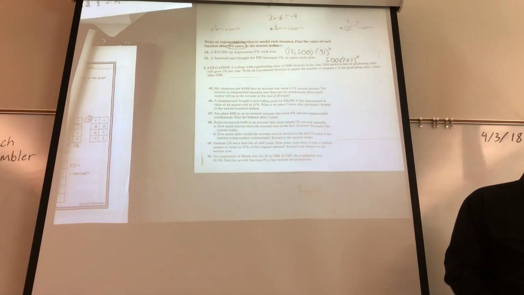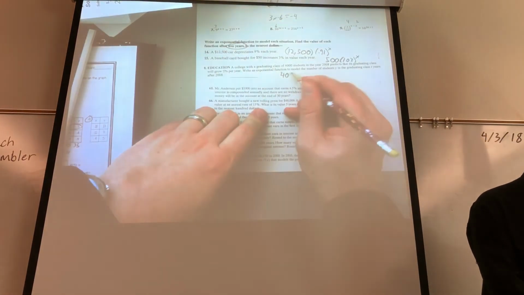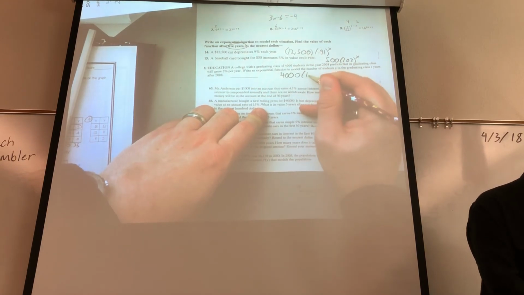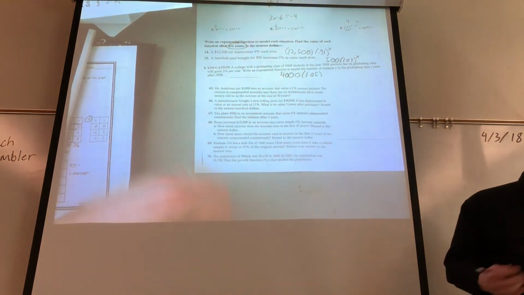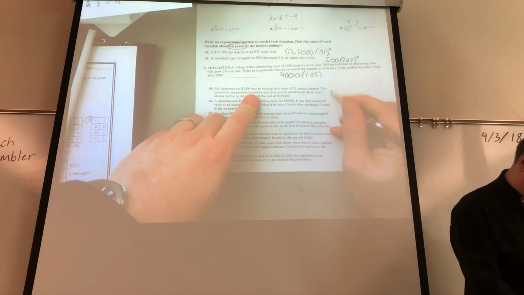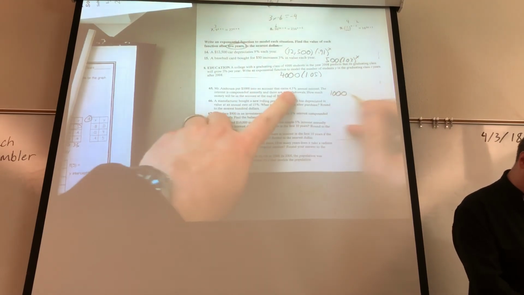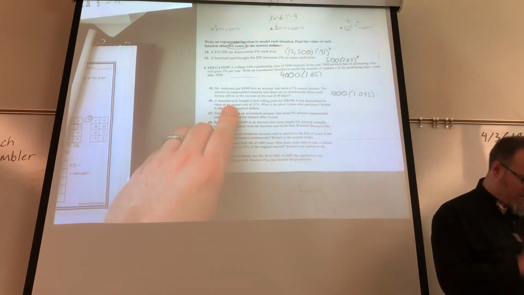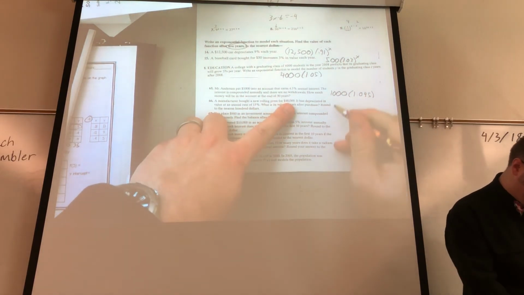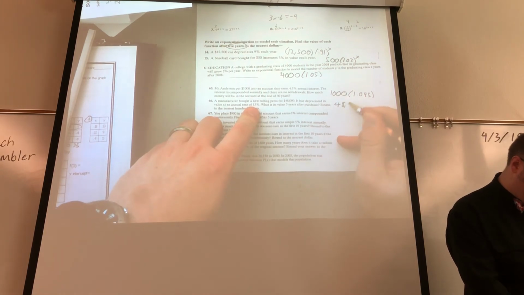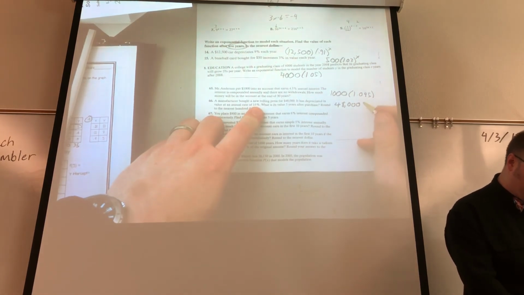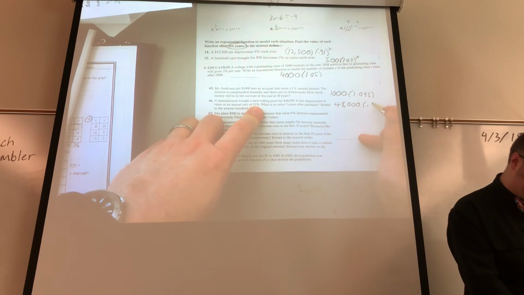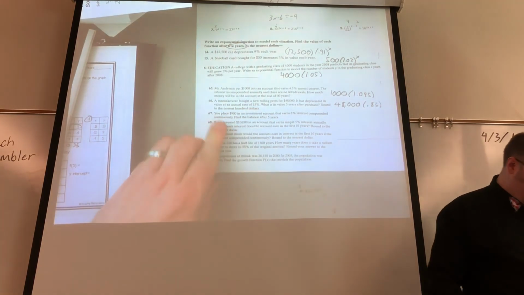On the rest of these, the 4,000 students, it's growing 5%. That's 1.05. You just have to pay attention to if it's growing. This is 1,000. It's 4.5% annual interest. That's 1.045. The manufacturer bought a rolling press for 48,000. It loses value of 15%. You keep 85%. That's 0.85.